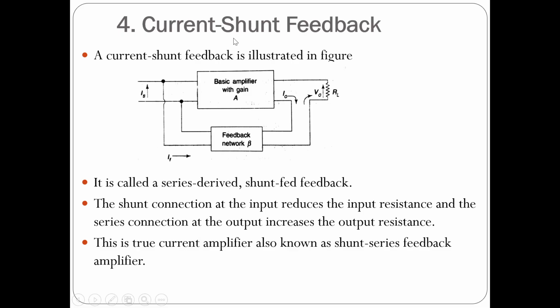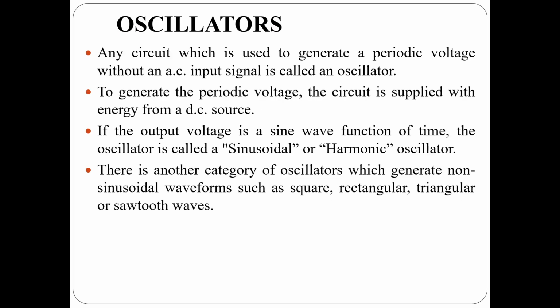Next, current shunt feedback. This is called series-derived and shunt-fed feedback. The shunt connection at the input reduces the input resistance, and the series connection at the output increases the output resistance. This is a true current amplifier, also known as a shunt-series feedback amplifier.